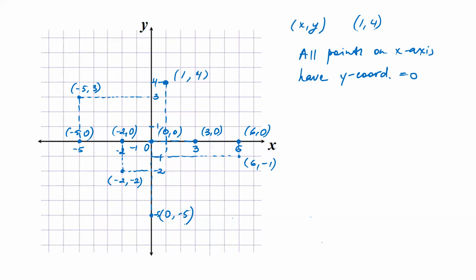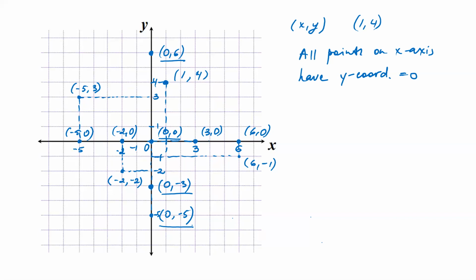Now let me try a couple more points. Let's say I take this one. So what do I see? The x coordinate is 0, the y coordinate is -3. Let's take this one. The x coordinate is 0 and the y coordinate is 6. So now let's look at all these points. Actually 0, 0 also lies on the y-axis, and we can take it into account as well.